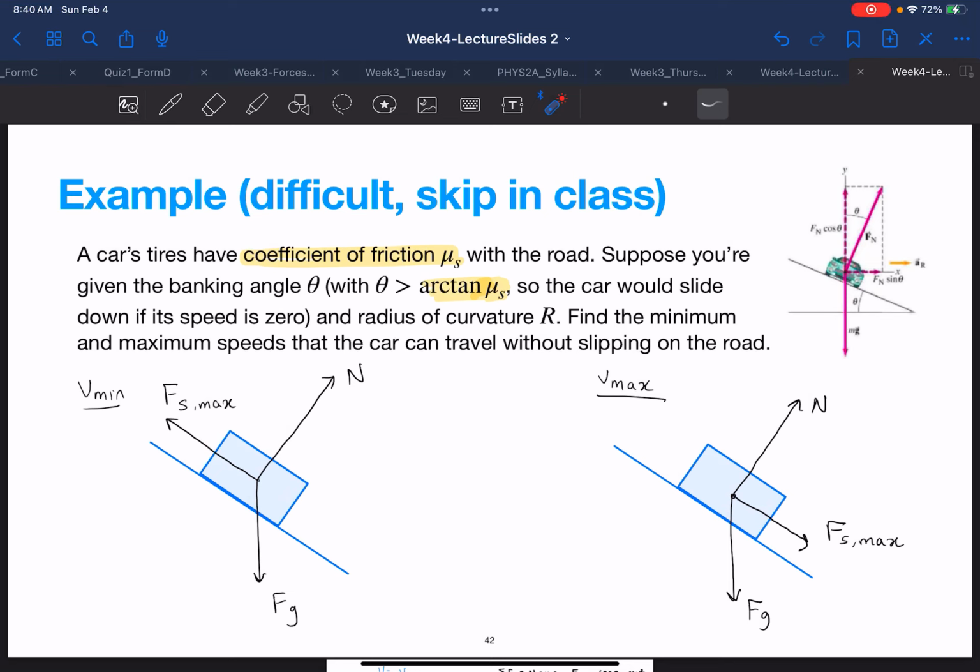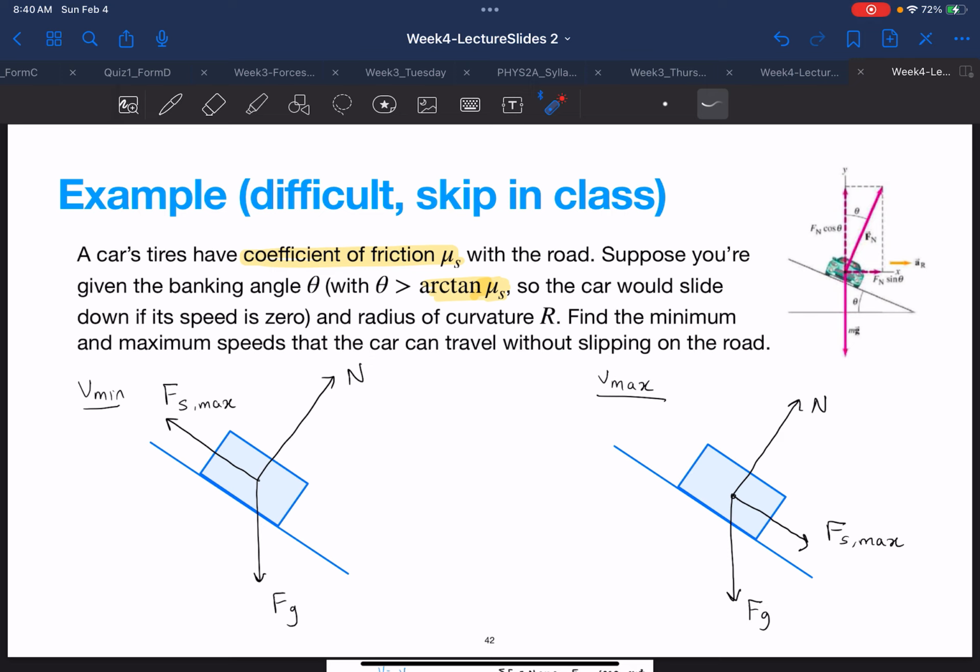All right, so we have one more example pertaining to banked curves that we're going to talk about. A car's tires have a coefficient of friction of mu sub s with the road. Suppose you're given the banking angle to be some theta, where theta is greater than arctan of mu sub s. So the car would slide down if its speed is 0, and the radius of curvature is r. Find the minimum and maximum speed that the car can travel without slipping on the road.